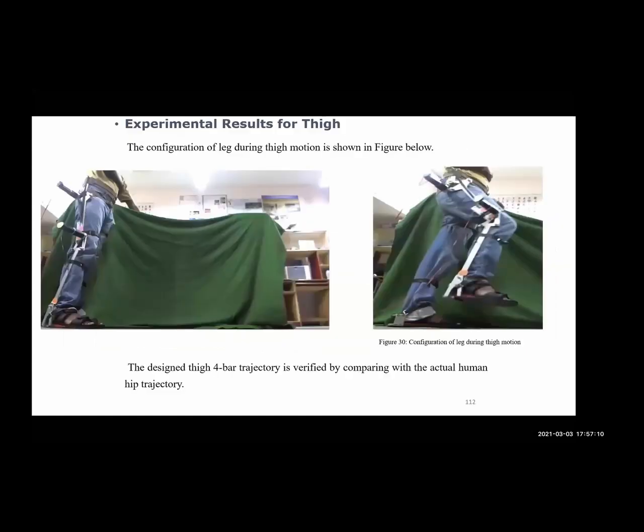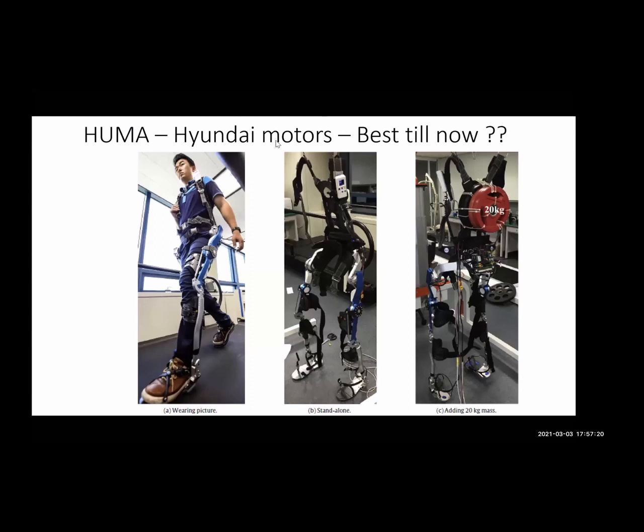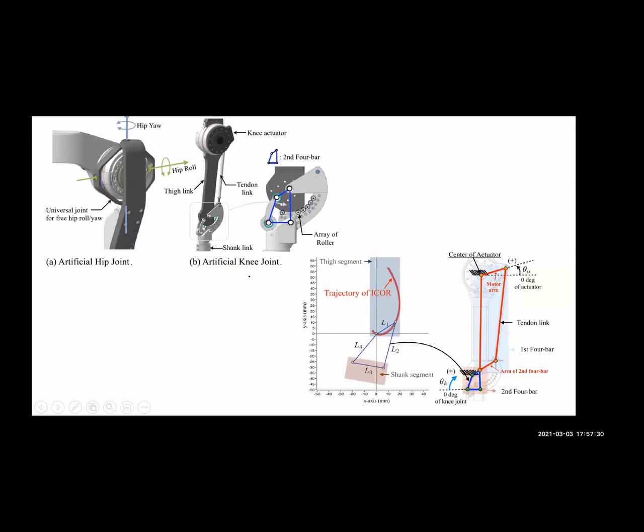So in terms of challenges, I just thought that this is one of the best exoskeletons as of now. It is called HUMA, made by Hyundai Motors. But if you look at the structure, you'll see there are 4 bars there. This is clearer. To take care of your varying instantaneous center of rotation, there is one 4-bar there, and another 4-bar there, so a double 4-bar. This can take care of your varying instantaneous center of rotation.